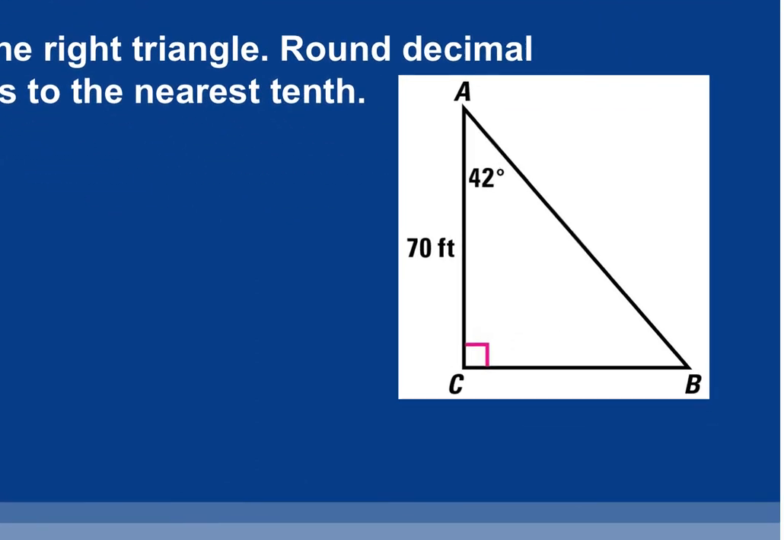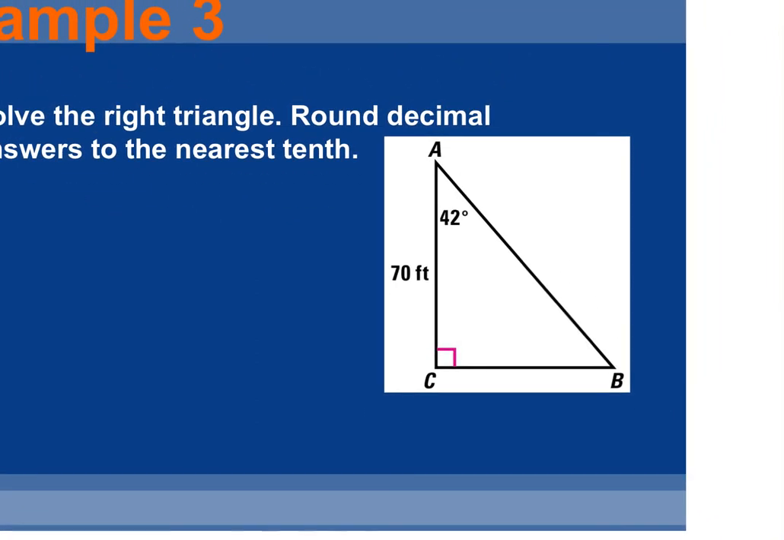An example, we need to solve the right triangle on the right and round decimal answers to the nearest tenth. So first things first, let's identify what we're given. And right now we're given this angle is 42, this side is 70, and we're given that it's a right triangle with our right angle being at angle C.